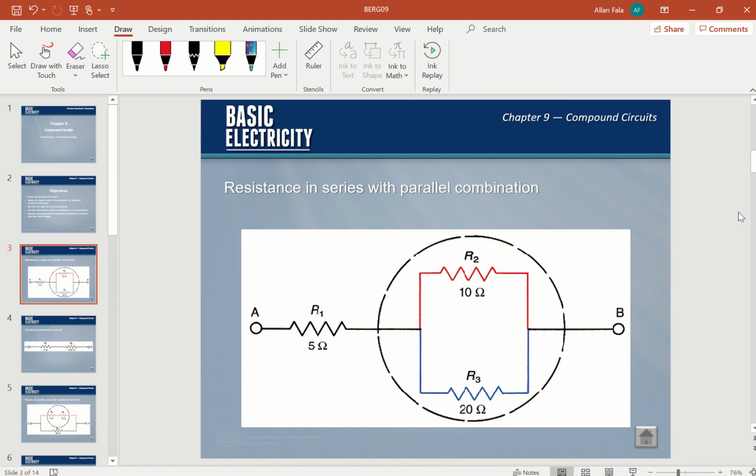The 10 and 20 ohm resistors are in parallel, so we need to find the resistance of those two in parallel, and we're going to use the formula that I showed you, which is product over the sum. We're going to take 10 times 20 divided by 10 plus 20. That's going to give us 200 divided by 30, and the result of that is 6.67. So the resistance of those two parallel resistors of 10 and 20 is 6.67.